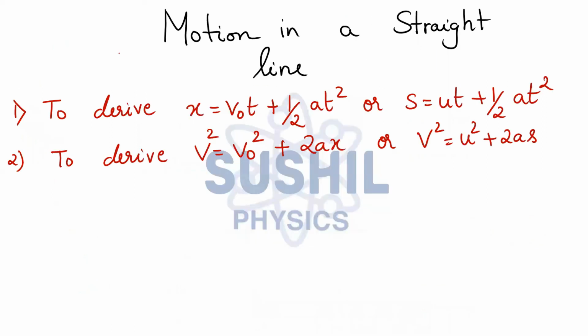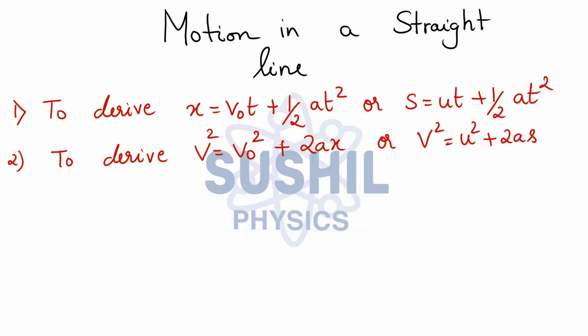So, my dear students, if you have gone through the chapter Motion in a Straight Line, or motion in one dimension, you already know that there are just two very, very important questions they can ask for 5 marks. That's nothing but to derive x is equal to v naught t plus half at square, or s is equal to ut plus half at square.